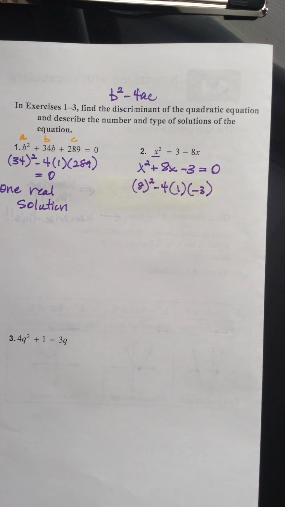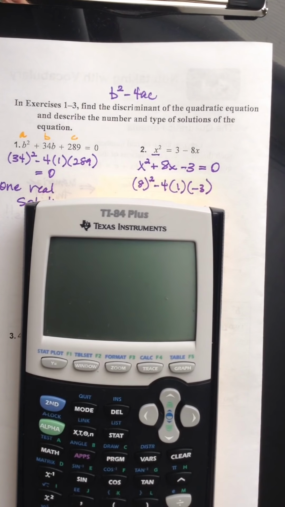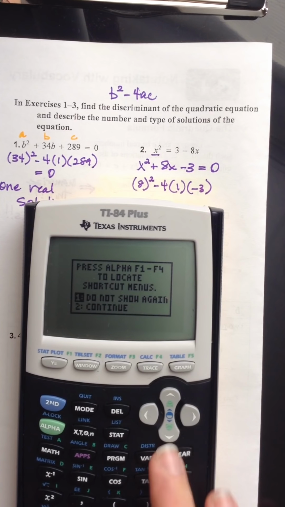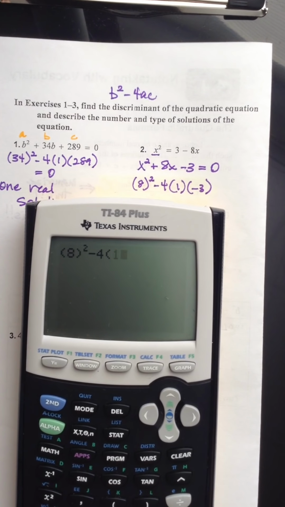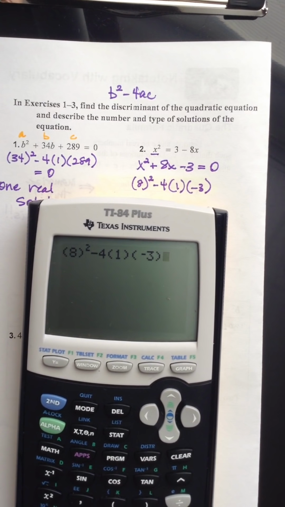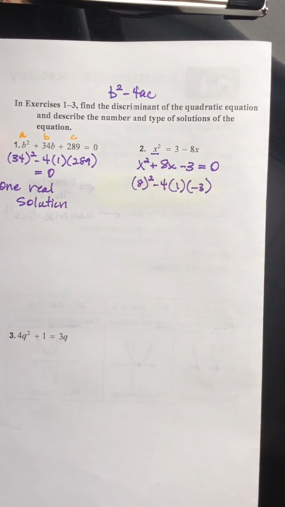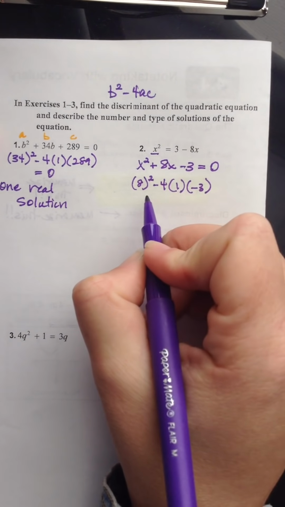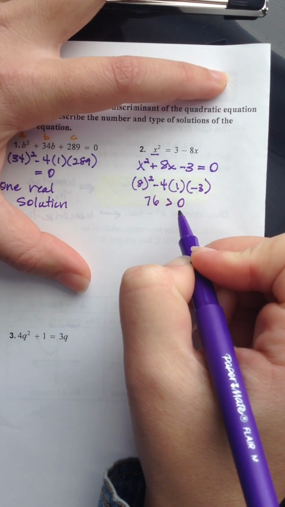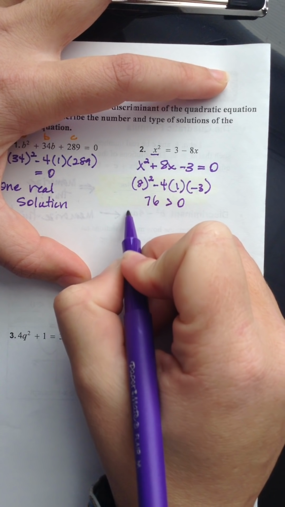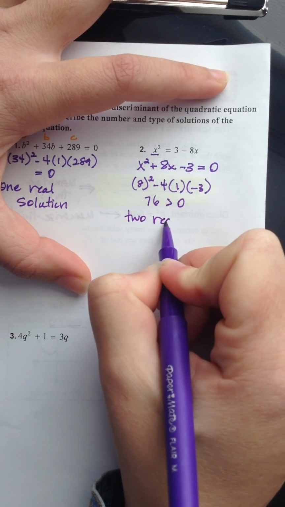Again, plugging this into your calculator. If you have a calculator, you can do it all at once. If you have a phone, you probably need to break it up. But in the calculator, parentheses 8 squared minus 4 times 1 times negative 3. You should get 76. Okay, 76 is greater than 0. Whenever the discriminant is greater than 0, this tells you that you have two real solutions.